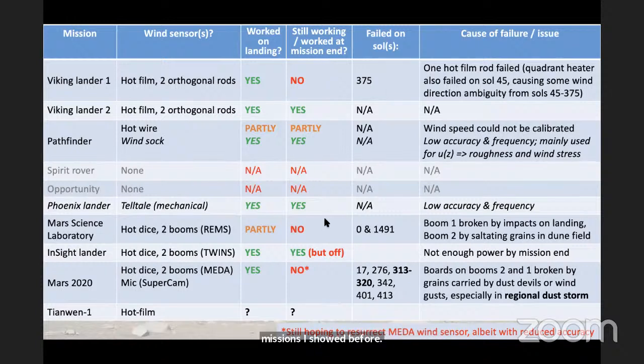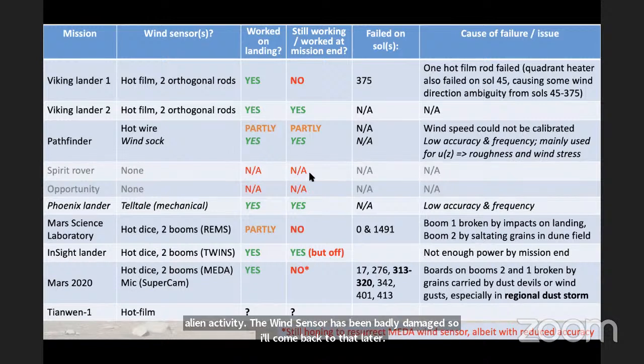And the key column is really this fourth one, which is whether that wind sensor was still working by the end of the mission. Unfortunately, on the most recent big missions that have been in places where there's been moderate or strong aeolian activity, the wind sensor has been badly damaged. So I'll come back to that later.